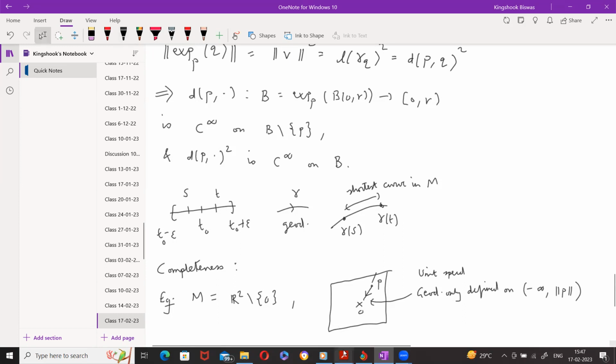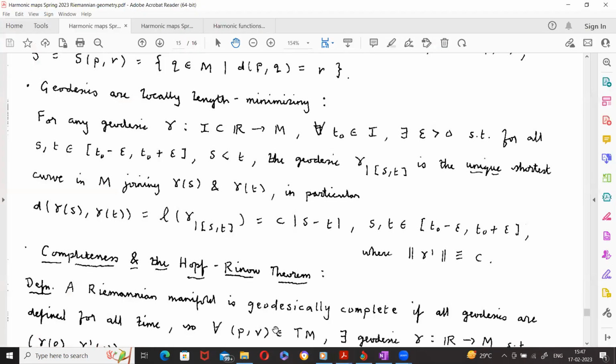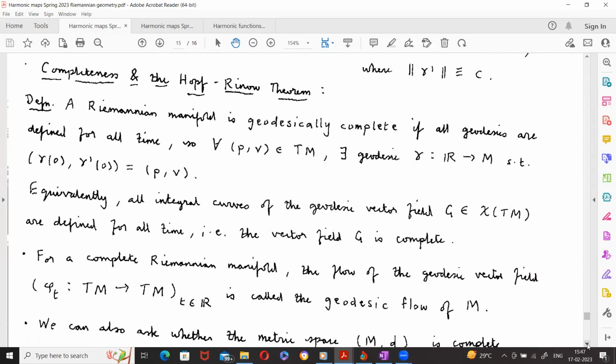So let me give you the full statement of the Hopf-Rinow theorem. So first of all, we say that a Riemannian manifold is geodesically complete if all geodesics are defined for all time. Okay, so for any initial condition (p, v), if I take the geodesic with initial conditions (p, v), then it is defined for all time. Equivalently, if I look at the geodesic vector field on the tangent bundle, that is what we called a complete vector field, right? So its integral curves are defined for all time.